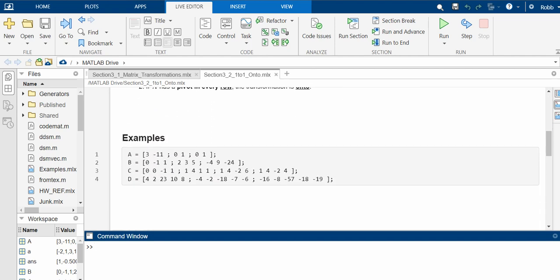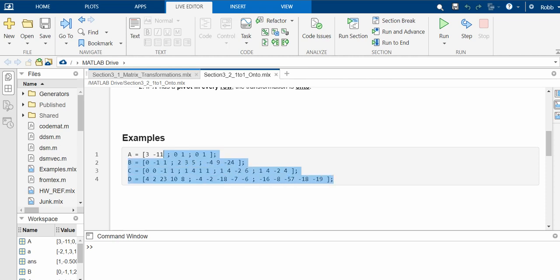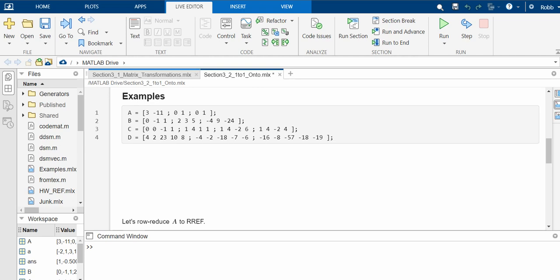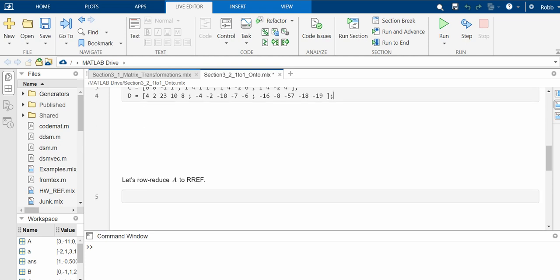And I actually copied this right off the online notes. We have A, we have B, we have C, we have D. Let me go ahead and run this so that we load all of these matrices into the computer's brain. And let's row reduce A. So REF of A, and run this.